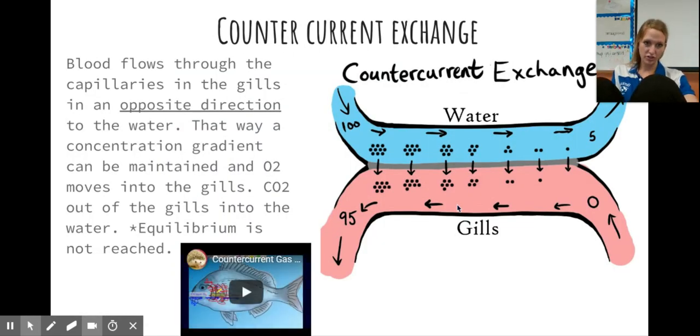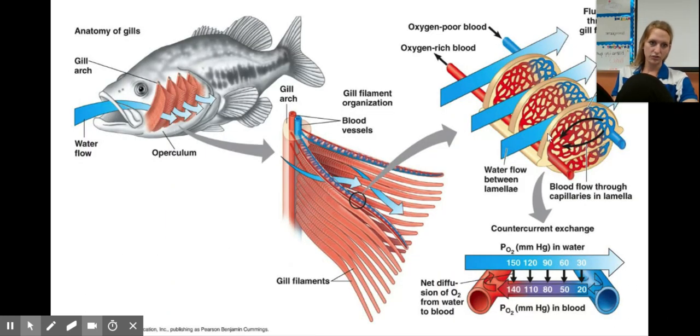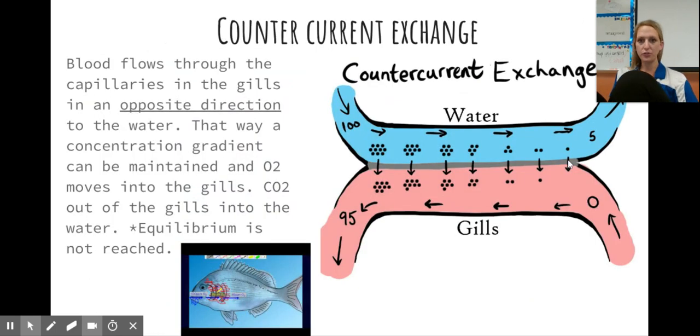Countercurrent exchange. So between the water and the gills, and again, this is really just another diffusion. Blood is going to flow through the capillaries. Here's your capillaries, all these small little webbings. Blood flows through the capillaries inside the gills in an opposite direction to the water. That way, a really steep concentration gradient can be established and maintained, and then oxygen can move into the gills.